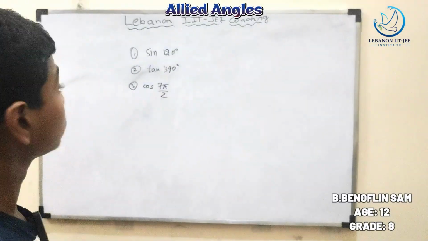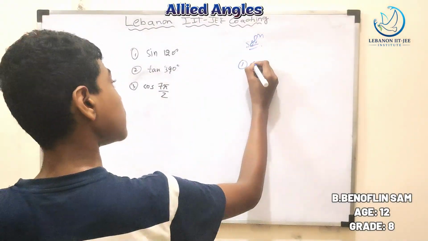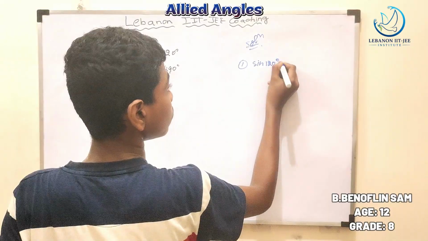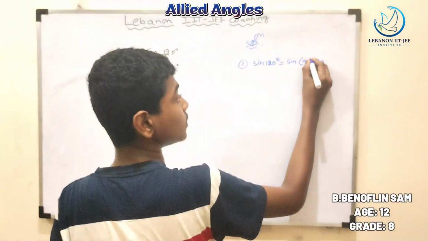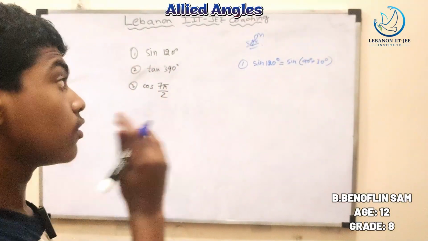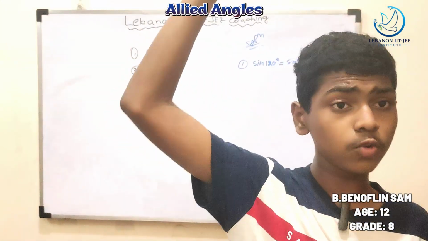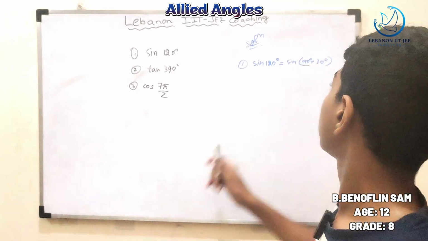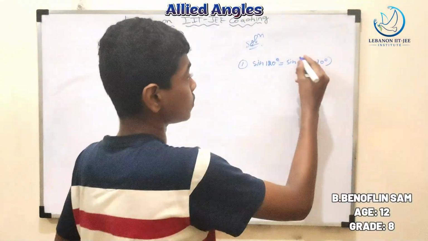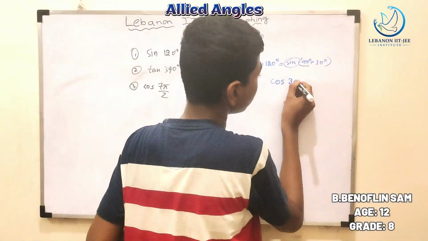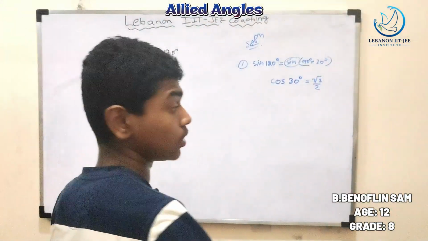Okay, let's see this question. Sine 120 degree. We're doing it without a formula. Sine 120 degree, we can take as sine of 90 plus 30. Here it is 90, and I told you near 90 or 270 degree, it changes. So cos will come. So it is cos 30 degree, which is root 3 by 2. This is how you do it.